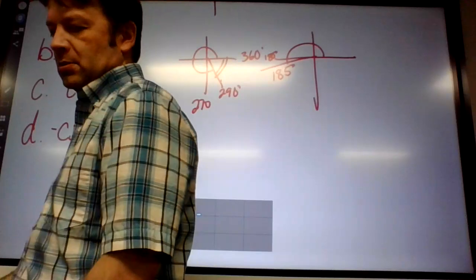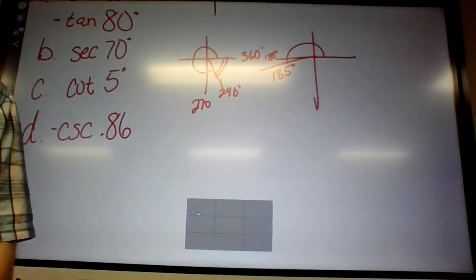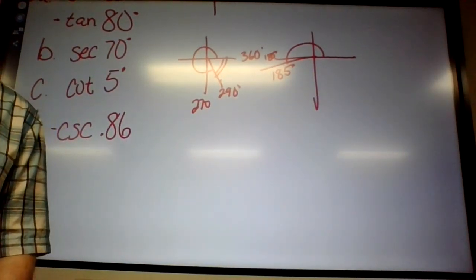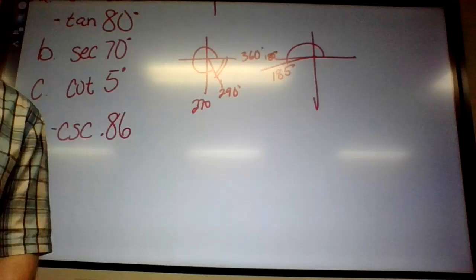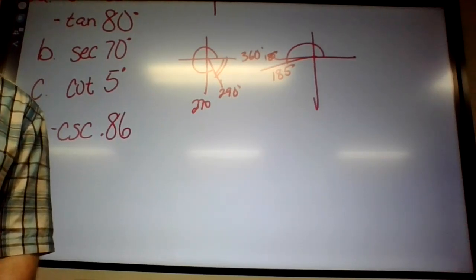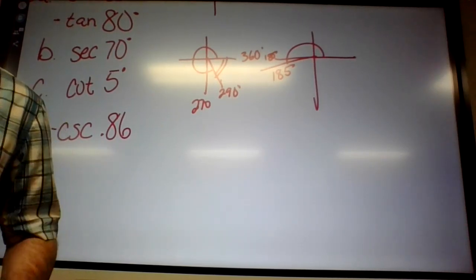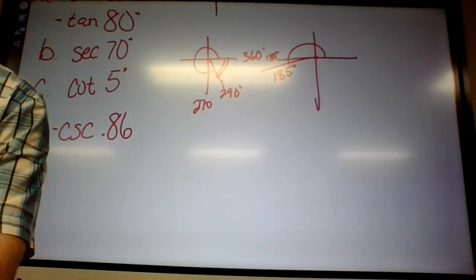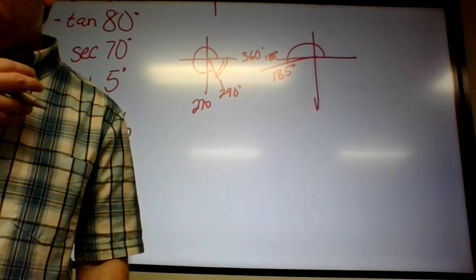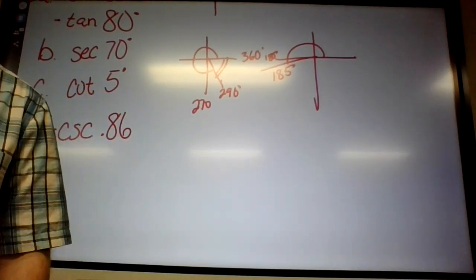Wait, sine is cosecant? Yep. Wait, then what's secant? Cosine. Oh. They're kind of backwards to how they sound, except for cotangent, it goes with what it sounds like. There is a reason for that.